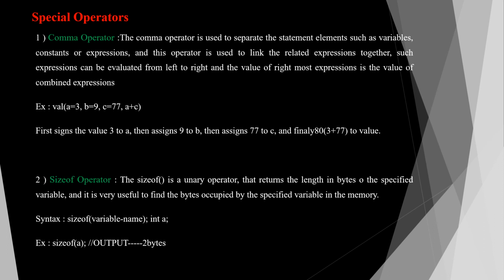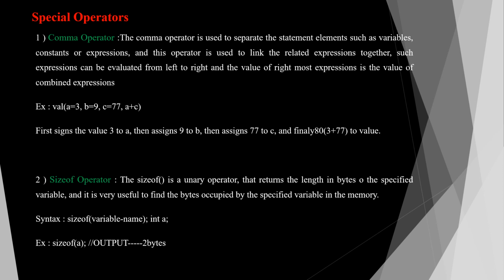In this example, within the brackets, A is equal to 3, then B is equal to 9, then C is equal to 77, comma, A plus C. So A equals 3 is separated by a comma, then B equals 9 is separated by a comma, then C equals 77, then a comma, then A plus C.